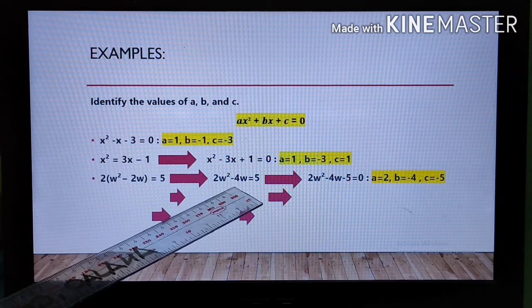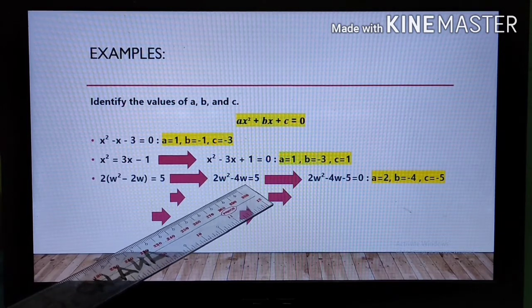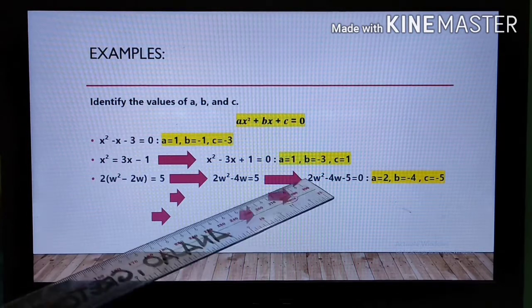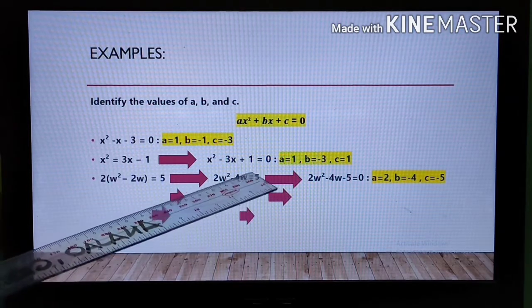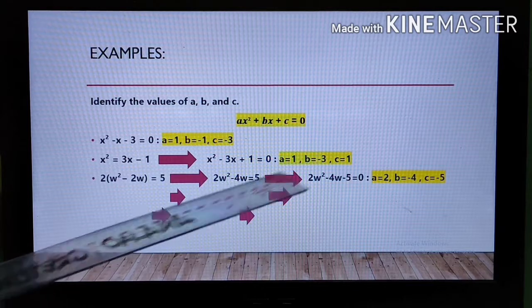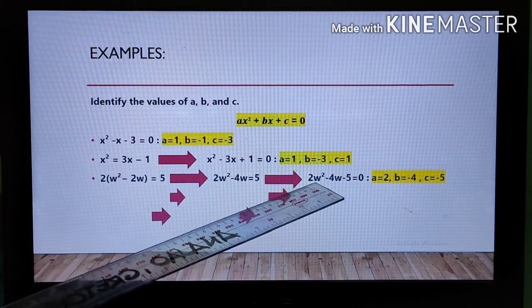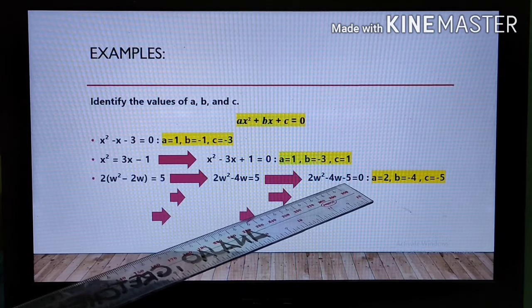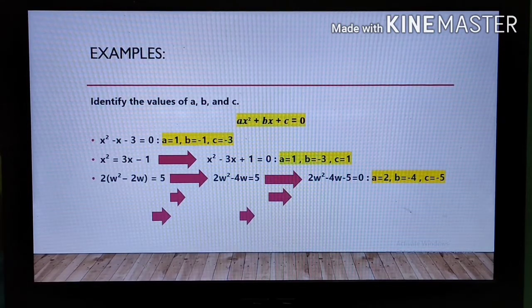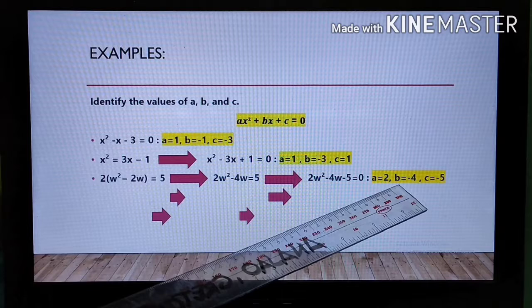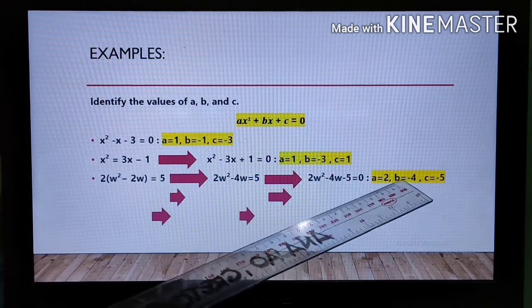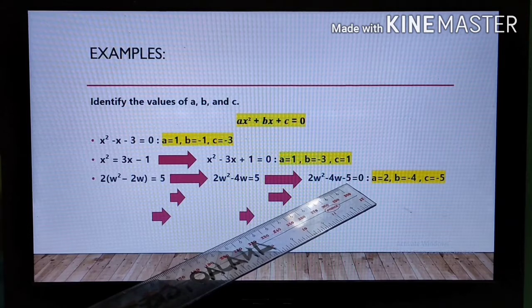Hindi pa rin siya naka-standard form, so gagawin natin siyang standard form. So, copy lang 2w squared minus 4w, then itong 5, itatransfer natin sa left side. So, from positive 5, magiging negative 5. So 2w squared minus 4w minus 5 is equal to 0. So since nasa standard form na siya, we can identify na the values of a, b, and c. So ang value ng a natin is 2. Then b is negative 4. Then c is negative 5.